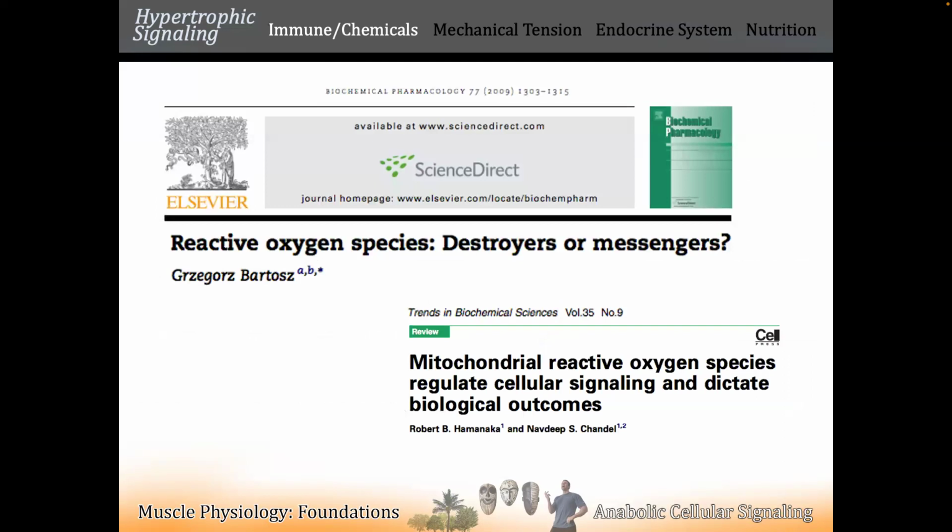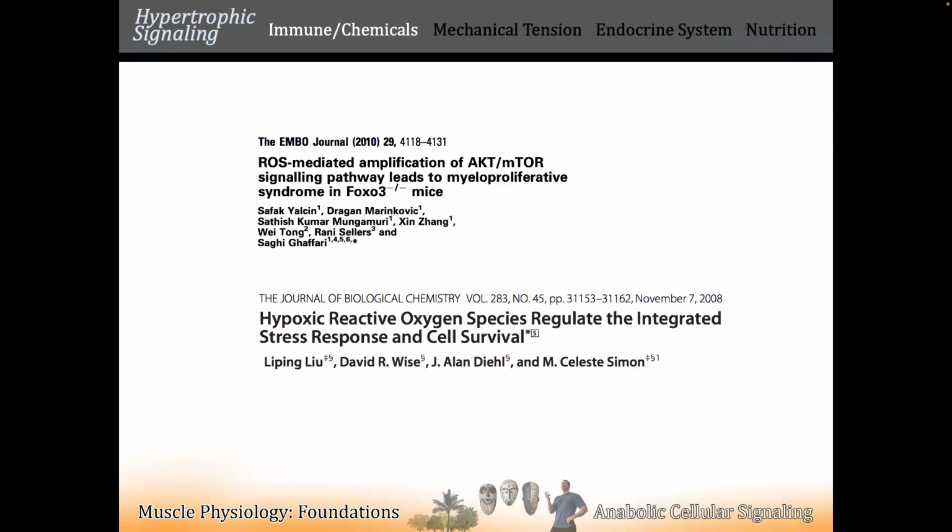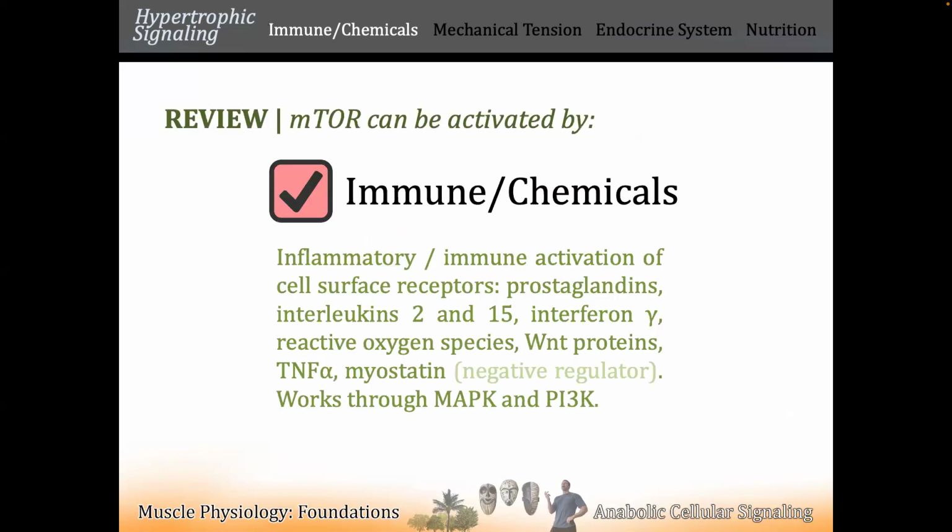What are the metabolic effects of increasing or decreasing levels of reactive oxygen species? The relationship with mTOR is kind of complicated. Slightly elevated levels are anabolic. So increase your levels of reactive oxygen species a little bit, and that's an anabolic signal. Hugely elevated levels, though, that's catabolic. So there's a range that you want to be in, a slightly elevated range.